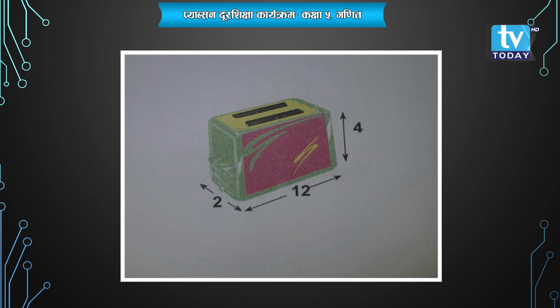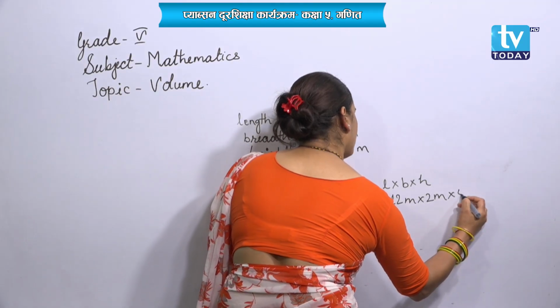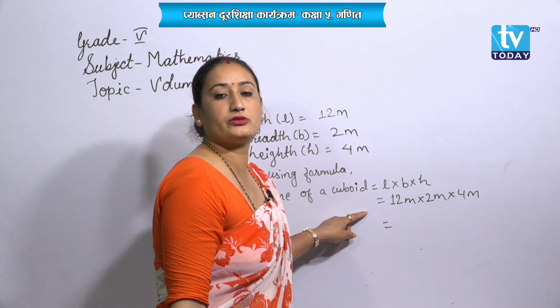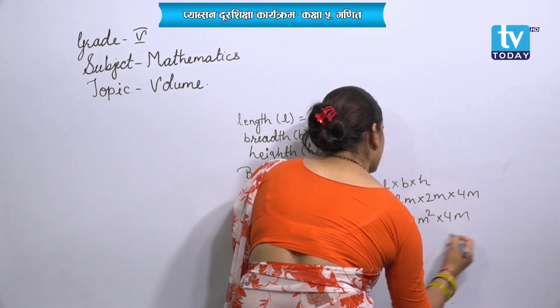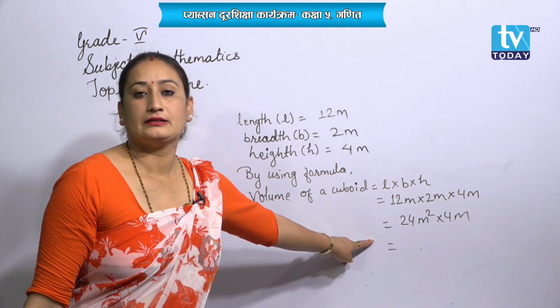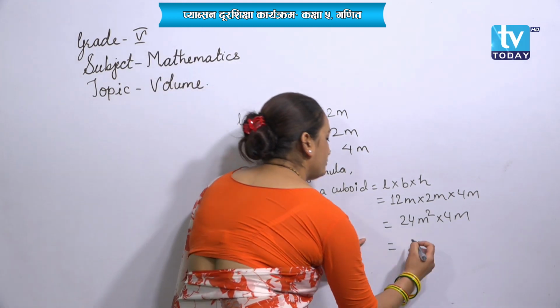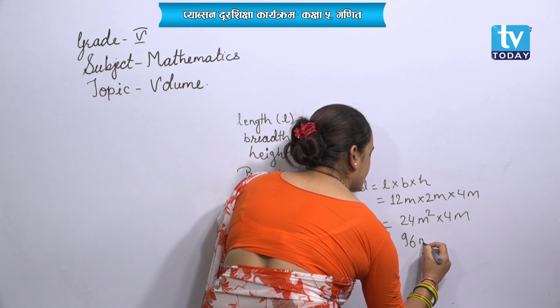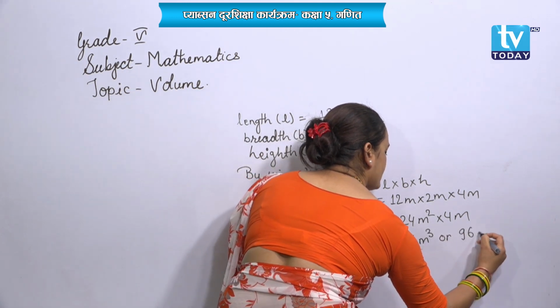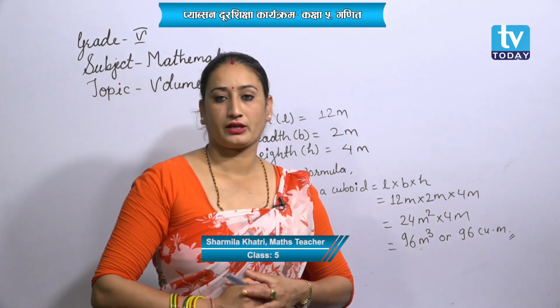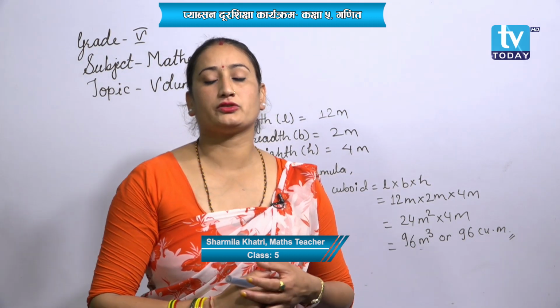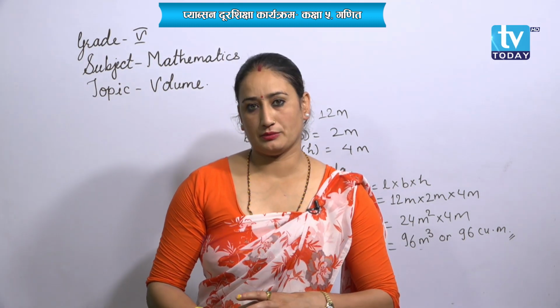Now by using a formula, volume of a cuboid, you can write it over here. That is 12 meter into 2 meter into 4 meter. That means 12 times 2 is, it's a 24 meter square into 4 meter. It's 96 meter cube. 96 meter cube or 96 cubic meter. This is your answer. Students, like this way, you must need to solve the word problem.